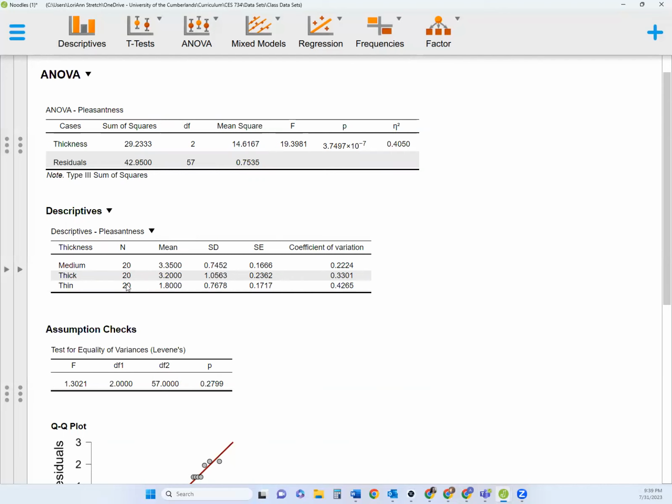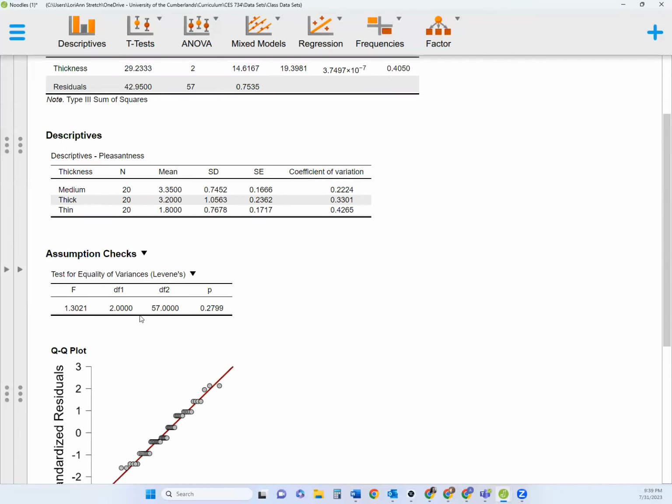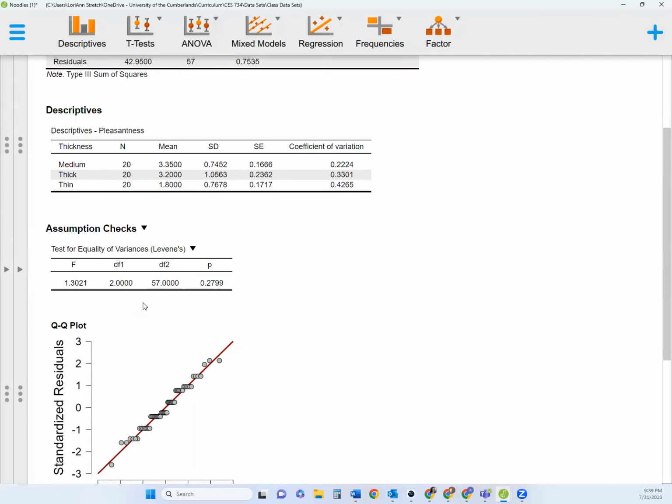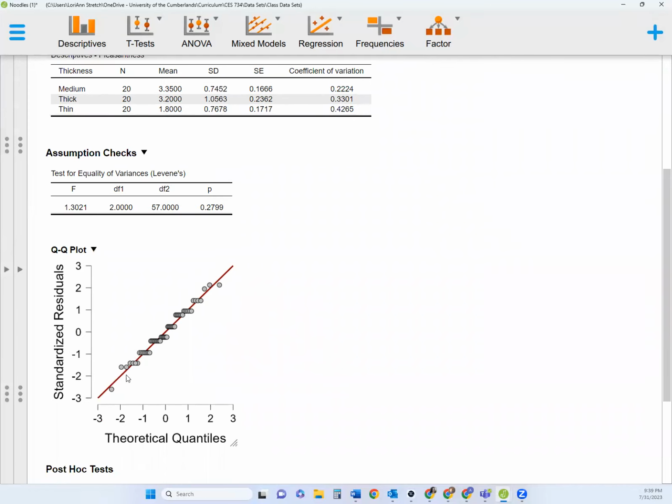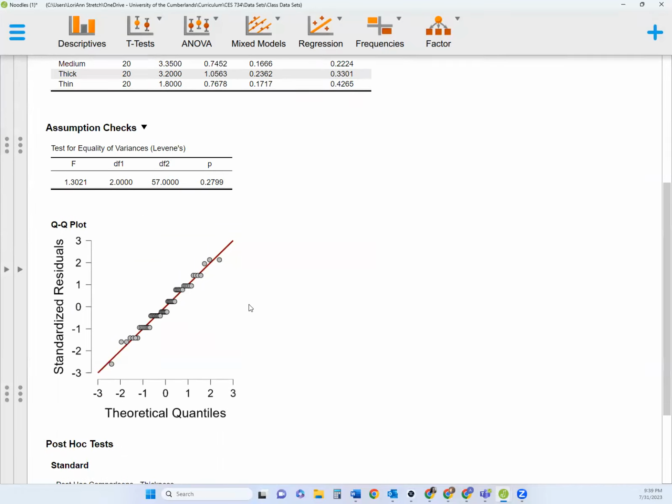We know how many of each one of these responses we had, what the mean result was, remembering that the lower the result, the more pleasant it is. We have some assumption checks. With the Levene's test, we want the p-value to be greater than 0.05 to show normality. So this is good. We can also see a pretty strong linear relationship here.